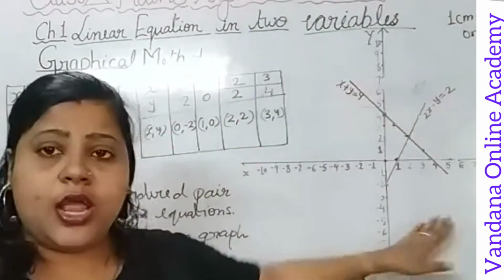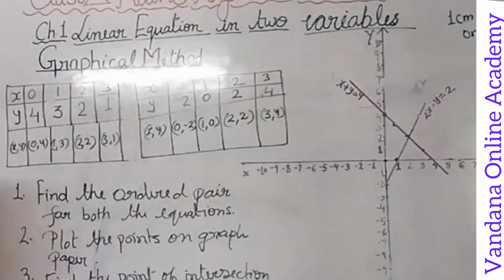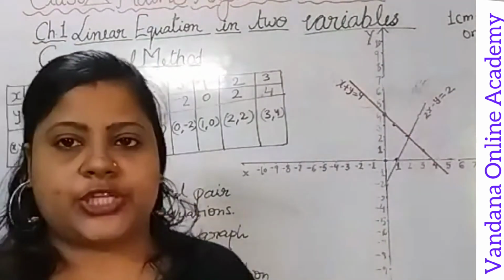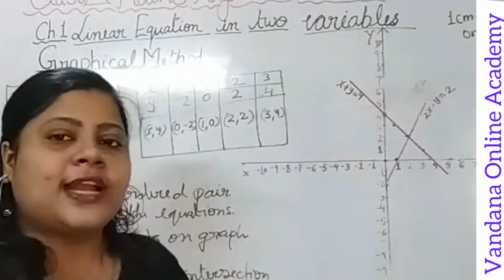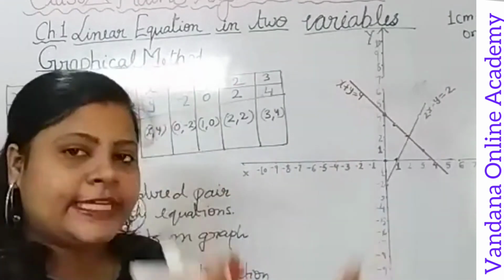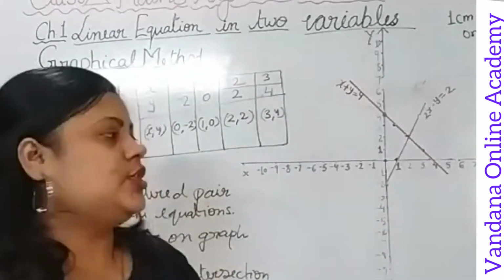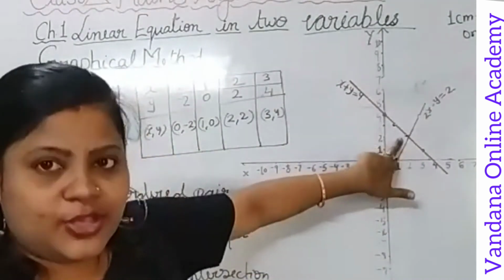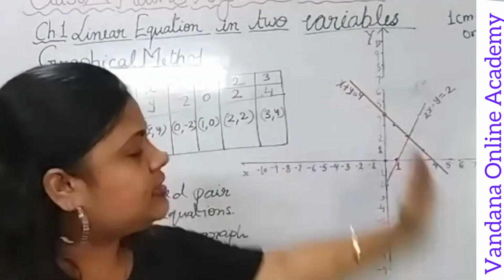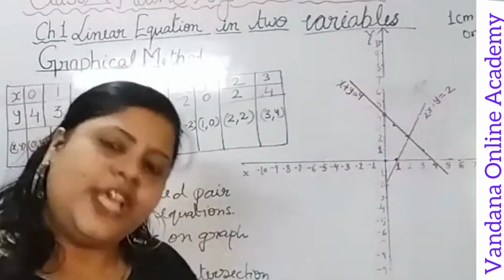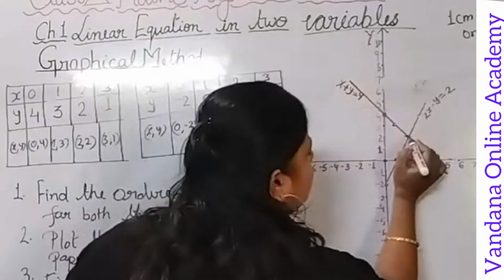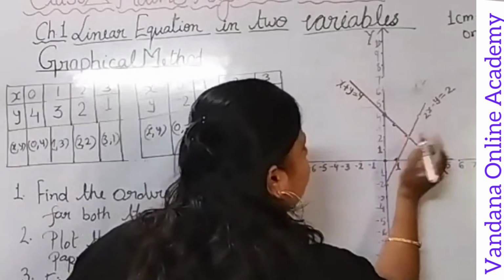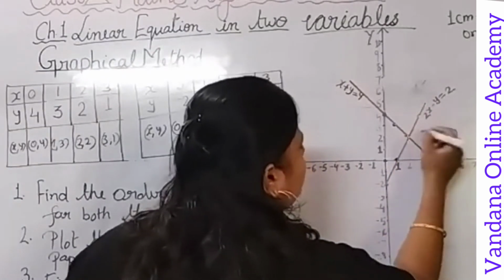So see students, now the next step is to find the point of intersection. Now what do we mean by intersection? Intersection means we have to find the point where these two lines are cutting each other, intersecting each other, crossing each other. So here you can find this is the point where these two lines intersect. And this point is 2, 2.